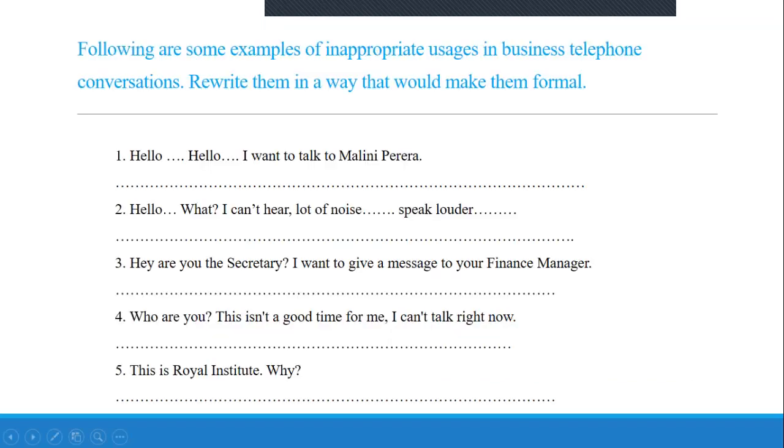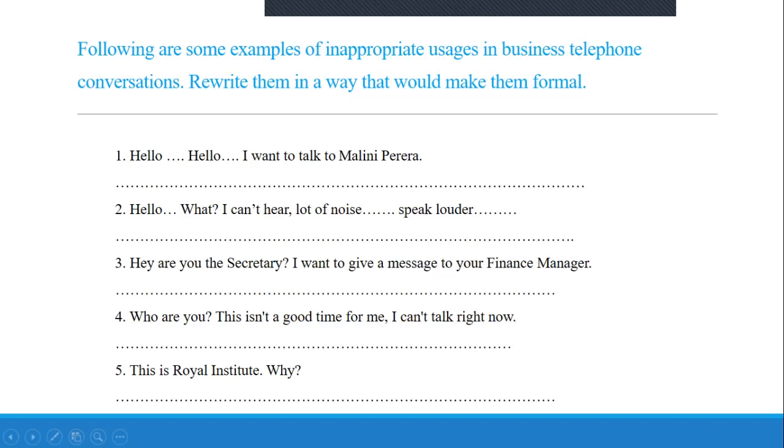Okay, students, once again with our activity. So there are five sentences, right? The activity says, following are some examples of inappropriate usages in business telephone conversations. Rewrite them in a way that would make them formal, right? So number one says, "Hello, hello, I want to talk to Malini Pereira." Now, do we use such expressions in a business telephone conversation, right? So I want you to rewrite this using a more formal language.